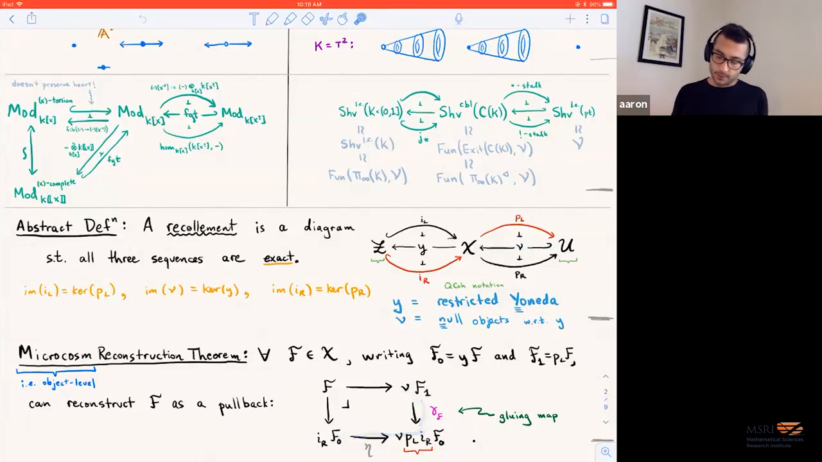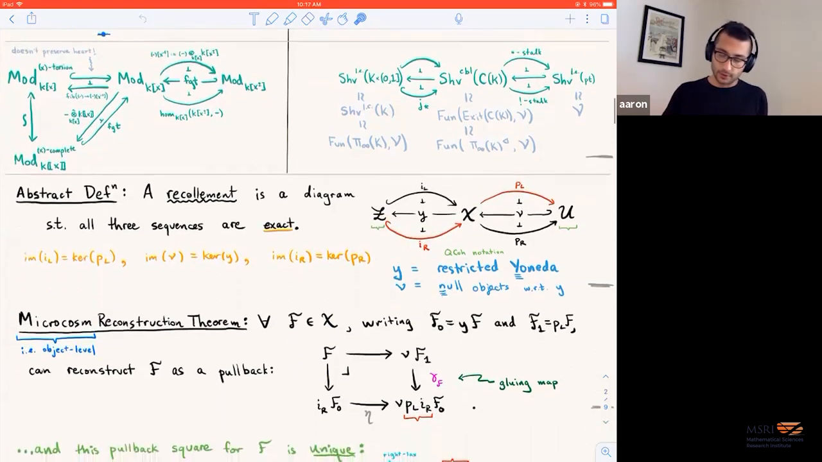So first of all, this map down here, this is just the unit for a certain adjunction. So there's nothing to remember. It just comes from the data of the Reclamont. And right here in red, you see PLIR, IR followed by PL. So we've got this object in Z, we push it all the way forward to U, and we include back in. By contrast, this map right here is determined by F specifically. So if we want to be able to reconstruct F, we're going to need to keep track of this gluing map. But once we do, then we get this microcosm reconstruction theorem. Any object is a pullback.